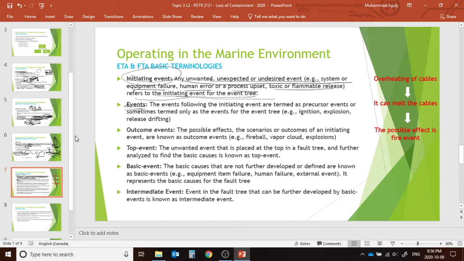Now there's another definition: the event. The event follows the initiating event and is a general terminology. It is termed the precursor event, or sometimes simply the event, for the event tree. I'll give an example and you will have a better idea what an event actually means. Then the outcome event. An outcome event is the possible effect of the series of events. The scenarios or outcomes of all these events are known as outcome events.